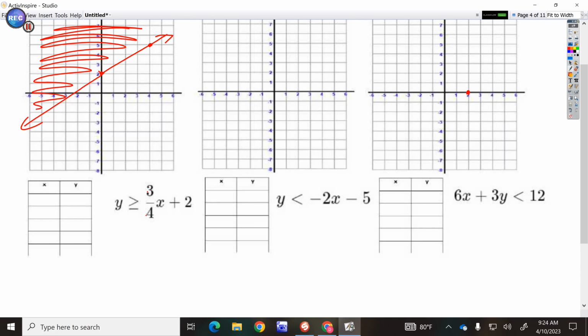Over here, negative 5, down 2, right 1. This one's got to be dashed. And now, close to the y means less than, so you shade below. Below would be this area.